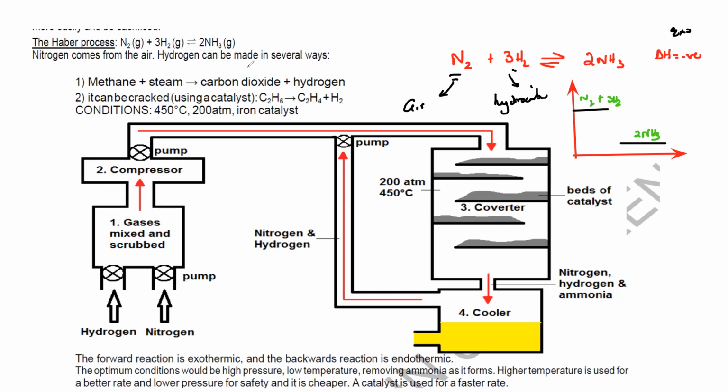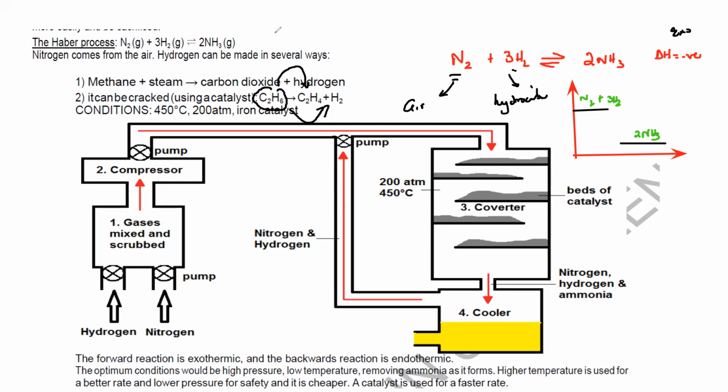And for hydrogen, there are several ways. Some of them are listed, like if methane reacts with steam, it gives carbon dioxide and hydrogen. Or hydrogen can also be made by cracking. What is the meaning of cracking? Cracking means breaking down of large molecules into small molecules. So we have C2H6. If we crack or break it down, it will become C2H4 and H2. So cracking of a hydrocarbon also produces hydrogen. So we can use this hydrogen for the manufacture of ammonia.